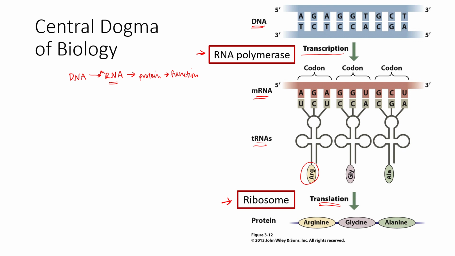So all in all, the central dogma of biology gives an explanation of how the genetic information in our cells goes through a number of different steps, and eventually gets made into a protein that helps the cell to function.